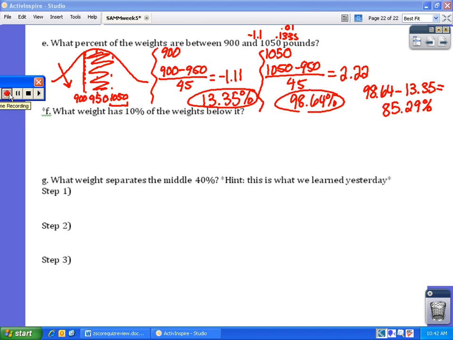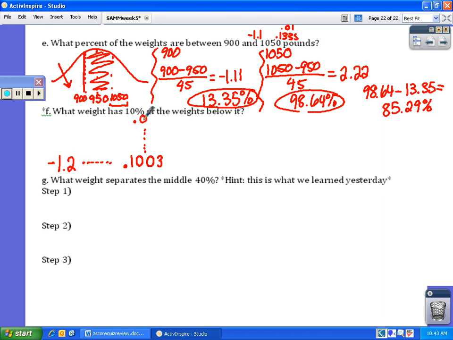Next, we want to find what weight has 10% of the weights below it. So 10% of the weights below it will correspond to a z-score that goes with a percent of around 0.10. On my z-score table, I didn't find exactly 0.10, but I did find 0.1003, which is very close to 10%. The z-score that corresponds to that percent is negative 1.2, and then the hundredths column is 0.08. So my z-score is negative 1.28.